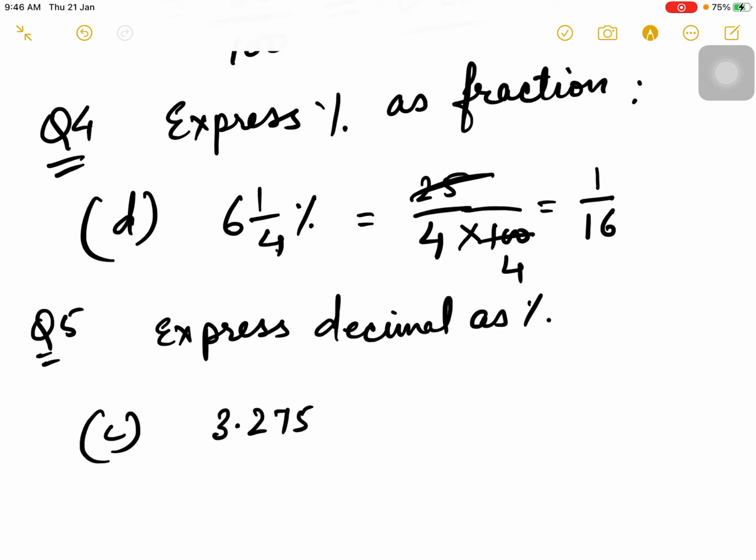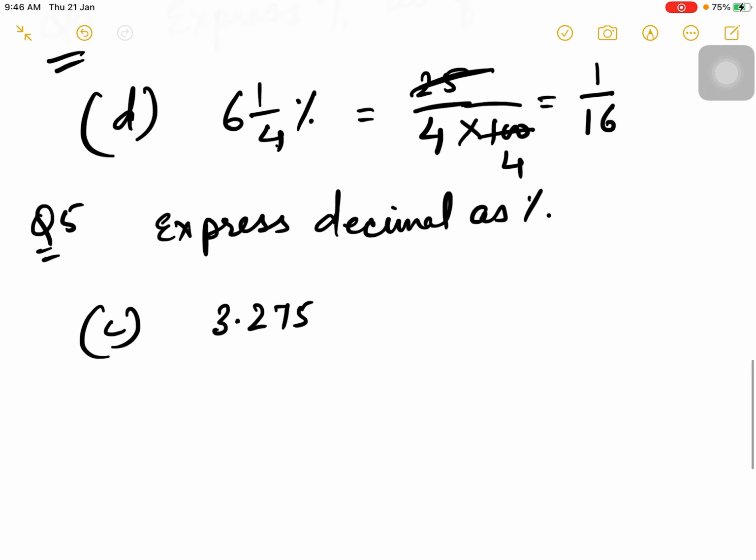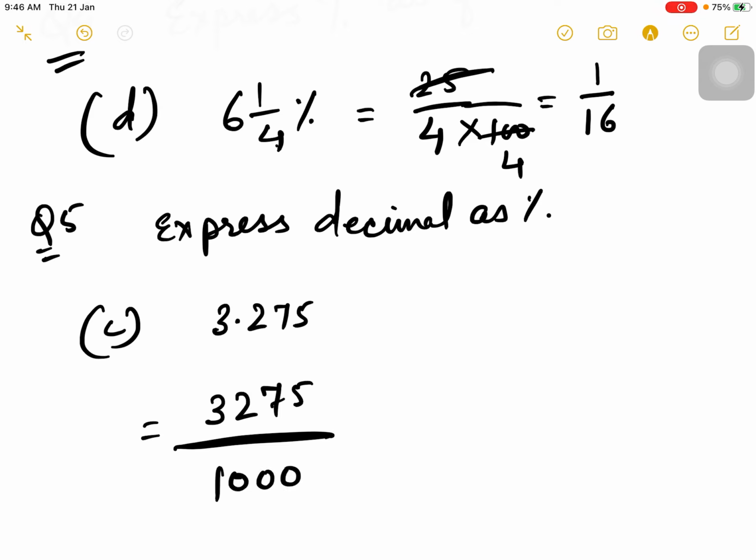3.275. We have to convert it into decimal. First of all, convert it into fraction, then in percentage. Okay, so as fraction it is 3275 upon 1000. You know how we remove decimals and convert into fraction? Number of decimal places, the same number of zeros are there.